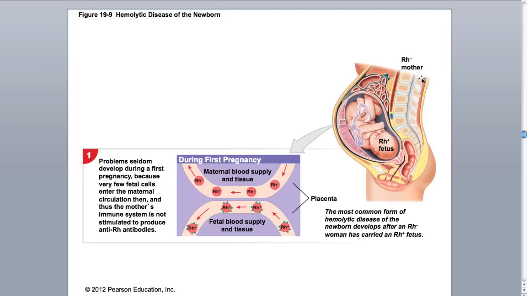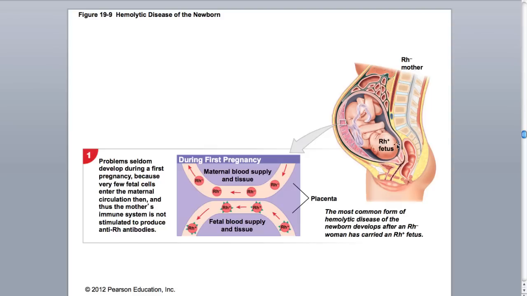Now, what will happen in the first pregnancy? If the baby of the first pregnancy is Rh positive, this story will come about. Now, nothing will happen to that first child. So this first fetus will come out, everything will be fine. What happens, however, is that we set up the problem for the second fetus. Now, here's how it works.